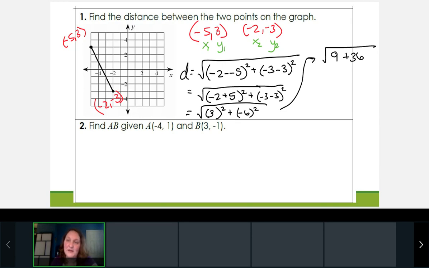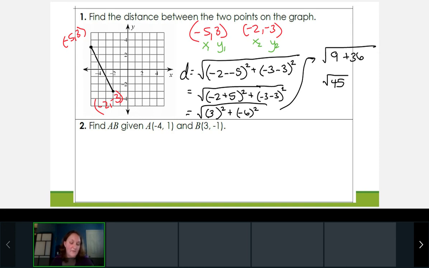Remember that when you're squaring a number, it's really like taking that number times itself. And a negative times a negative is positive. Be careful when typing a negative number squared in your calculator. You have to use the parentheses, otherwise it's going to tell you the wrong number. Anything squared is positive. A positive number squared, positive. A negative number squared, positive. 9 plus 36 is 45. Okay, so the square root of 45, although that's not going to be our final answer.